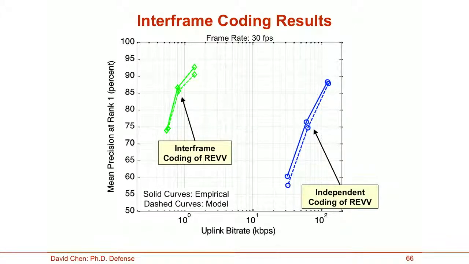However, by exploiting the temporal correlation using interframe coding, we can reduce the uplink bitrate by almost 2 orders of magnitude to 2 kilobits per second or less. Now we can perform a query expansion for mobile augmented reality even when the network uplink speed is very limited.